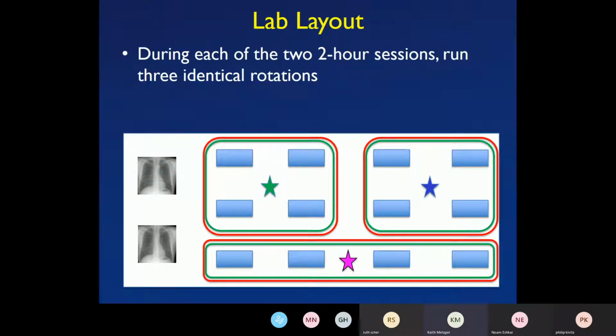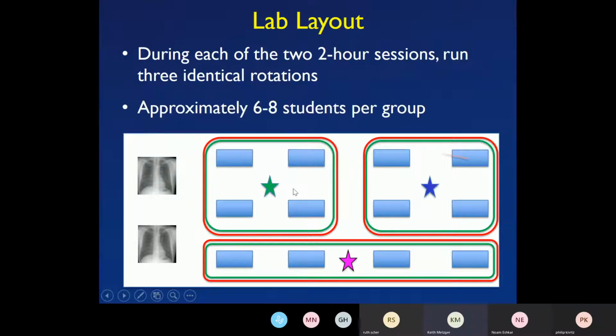During each of these 2-hour sessions, you will run 3 identical rotations. So you'll have students come over for a rotation. It'll be about 20 minutes. You'll send them back. You'll have another set group of students coming over, and you'll do a little rotation. And then you'll have a third group of students, and you'll do a little rotation. The second radiologist will have the same thing. And there'll be approximately 6 to 8 students per group.